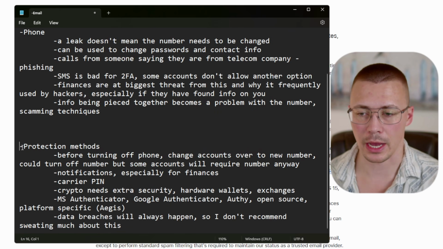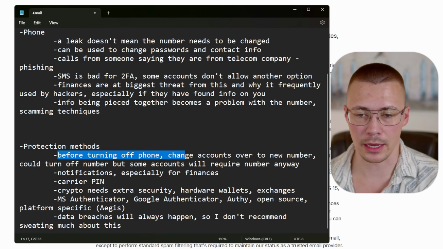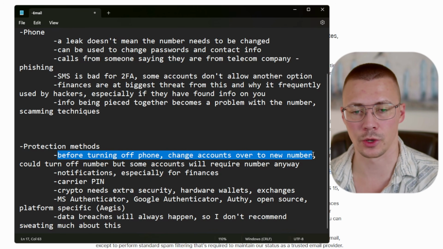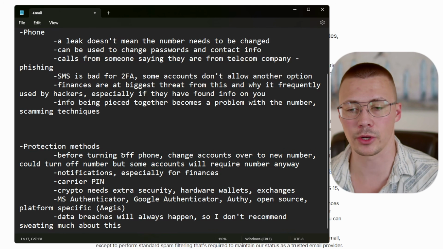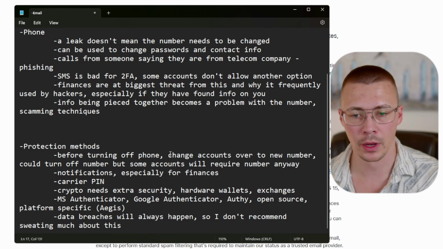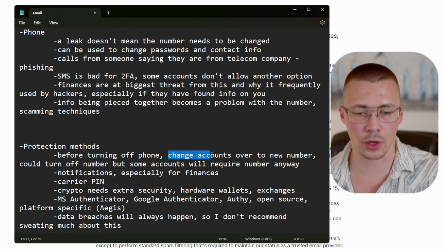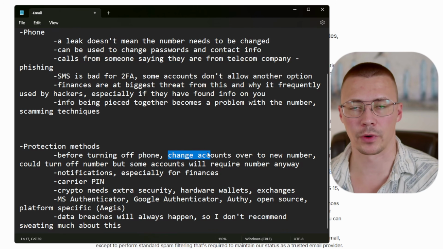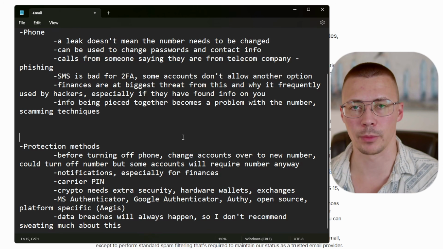So let's talk about some protection methods here. The first thing, if you are going to follow through with changing your phone number, let's say you've determined that there's enough risk that you want to switch over to a new number, the thing to keep in mind is that before you turn off your existing phone number, make sure you get your new number first and change your accounts over before you shut that number off, or otherwise you could permanently lose access to your accounts. And if it was something like a crypto account, if you lose access to that, your money's going to be gone forever.